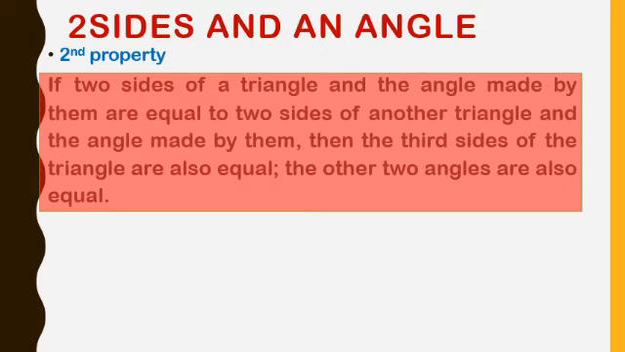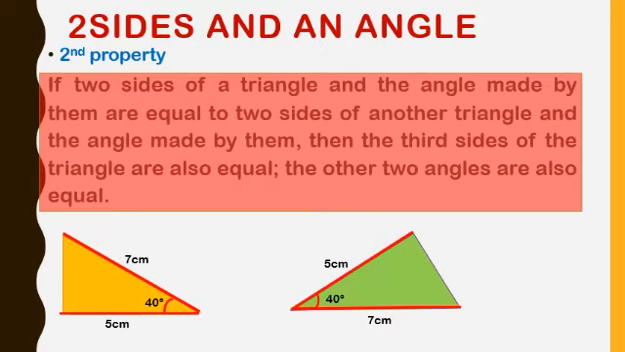Let us see the second property of two equal triangles again. Second property: if two sides of a triangle and the angle made by them are equal to two sides of another triangle and the angle made by them, then the third sides of the triangles are also equal. The other two angles are also equal.